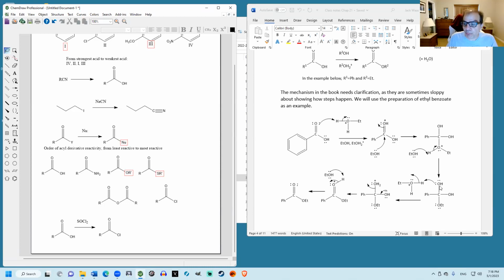And then we want to put a proton on either of those two OHs. It doesn't matter which one, they're the same. And that gives us this intermediate. Again, we use the conjugate acid of the given alcohol in order to do that.